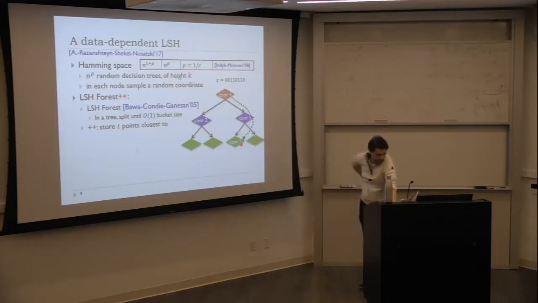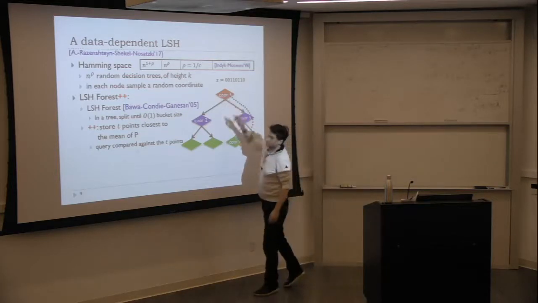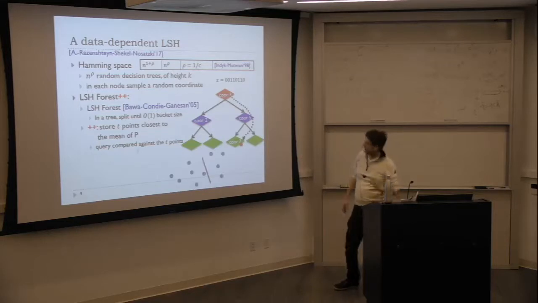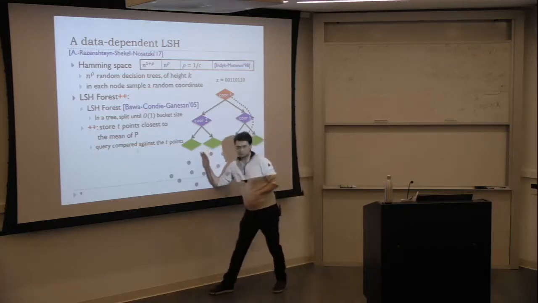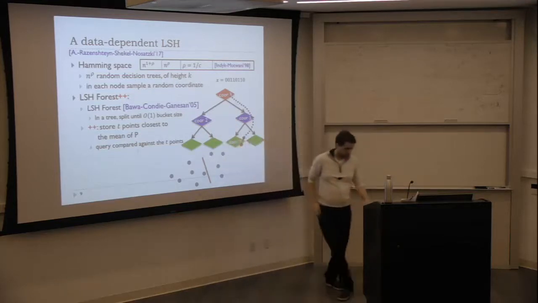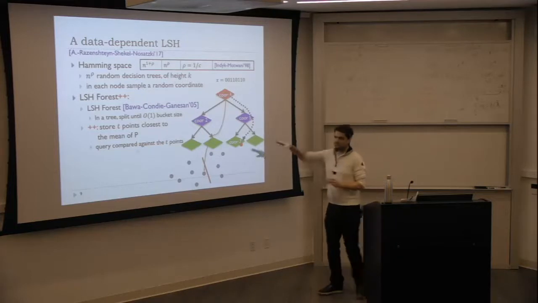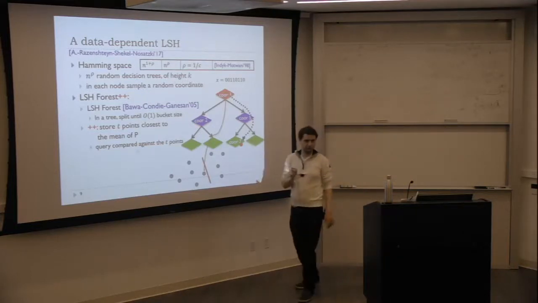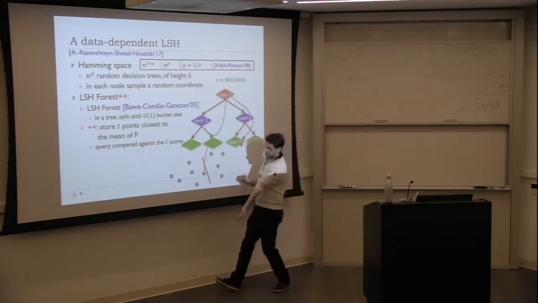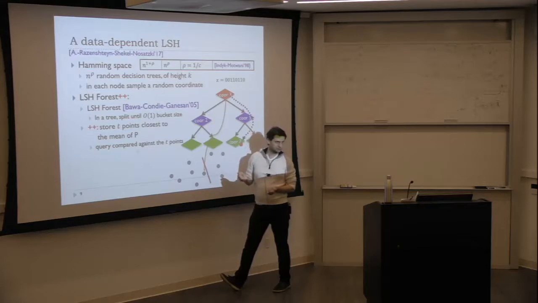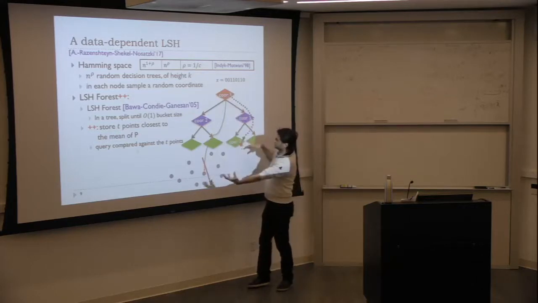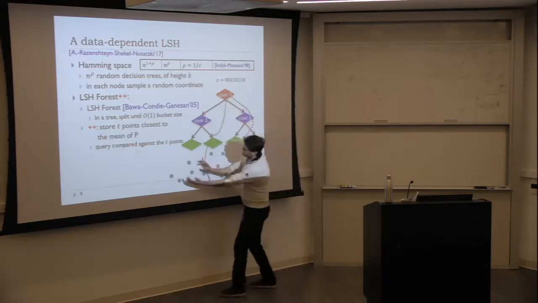It looks like a very naive modification. What we do is that in every bucket, we store t points closest to the mean of the current data set. So at this node, you have the entire data set. Let's say this is the split according to coordinate 3 here. By the way, this improvement will work even for t equals one, even just storing one extra point. So you look at these points, you compute the L1 mean of these points, you take the point which is closest to this L1 mean, let's say this point. You store it here. Then you split the data set according to coordinate 3, this data set and this data set.